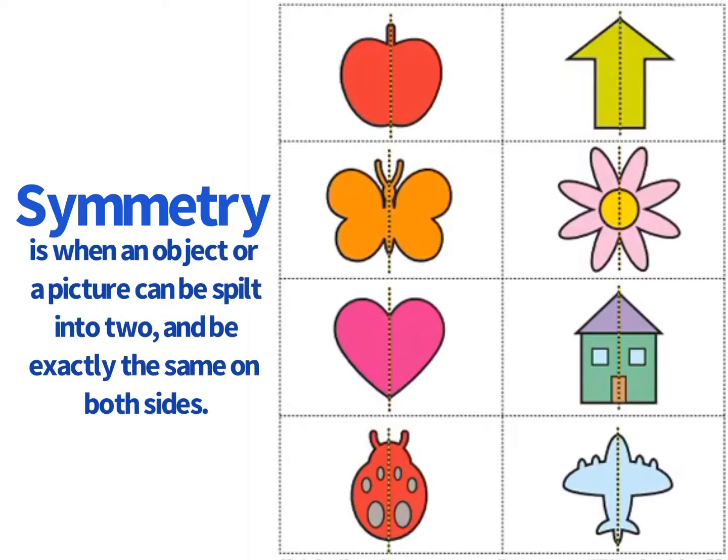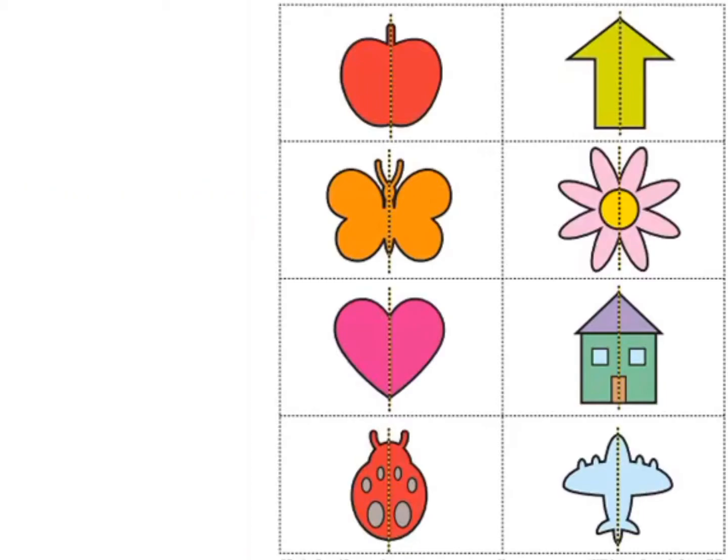Symmetry is when an object or a picture can be split into two pieces and be exactly the same on both sides. All of the pictures on the right are examples of symmetry, and the dotted line is where the shape can be divided in two. That is the line of symmetry.